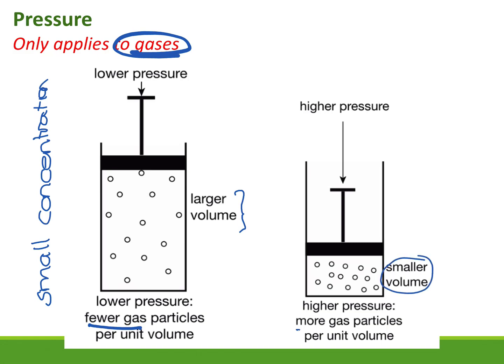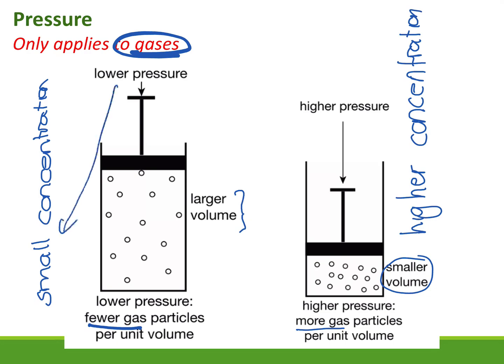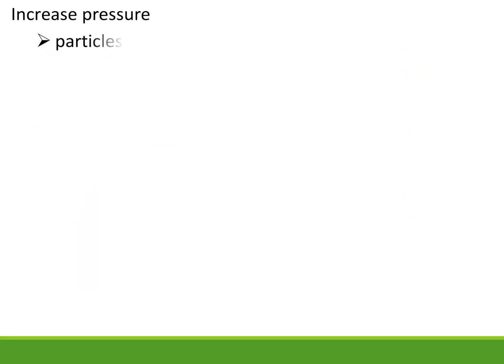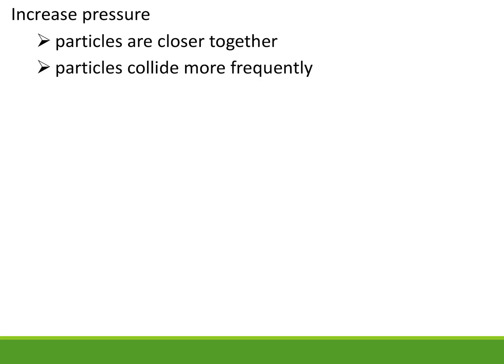If I make the pressure higher, it goes to a smaller volume. There are more gas particles, so this is a higher concentration. In other words, this now works the same way as concentration does. Lower pressure, smaller concentration. Higher pressure, higher concentration. So if I increase the pressure, the particles become closer together.